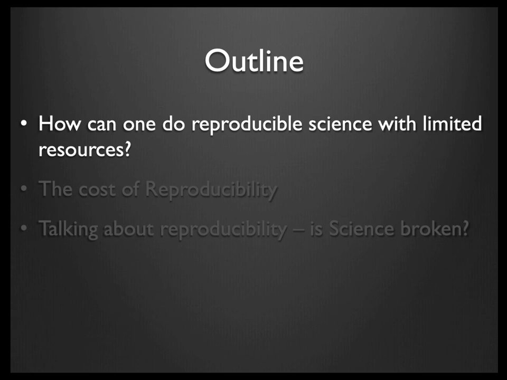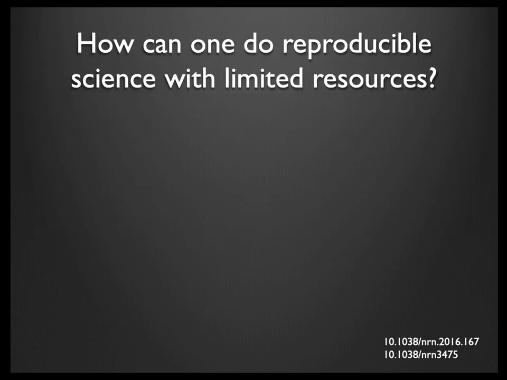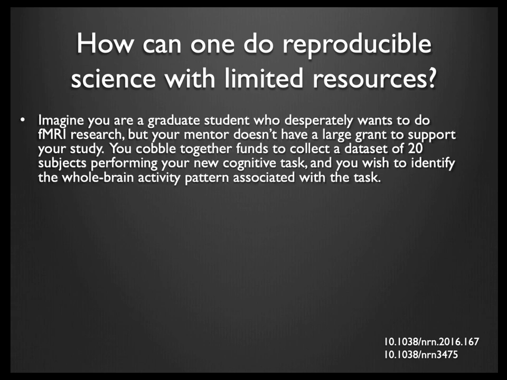Okay, how can one do reproducible science with limited resources? So I want to sort of set up something. I'm actually going to quote directly from Poldrack's paper. So imagine you are a graduate student. Maybe some of you don't have to imagine that. And you desperately want to do fMRI research, but your mentor doesn't have a large grant to support your study, and you have limited time.